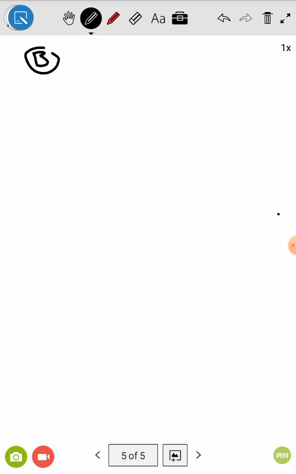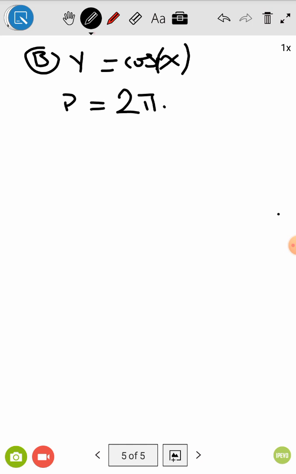So let's make it b. Y equals cosine x. It's very important to memorize also the parent of the cosine. First of all, remember the period is still the same: 2 pi multiplied by b, which is 2 pi times 1. So the period is 2 pi even.